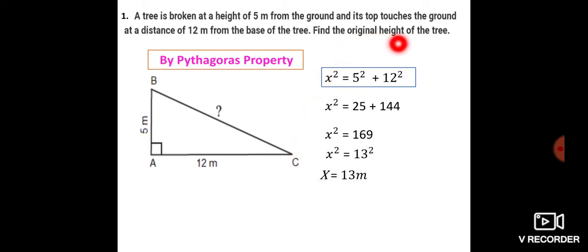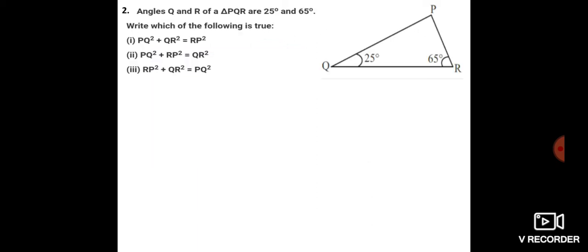We need the original height of the tree. Original height means AB plus BC. This is the broken part. AB plus BC. AB is 5, BC is 13. So, original height equal to 13 plus 5 equal to 18 meter. Okay. Let's see the next question.